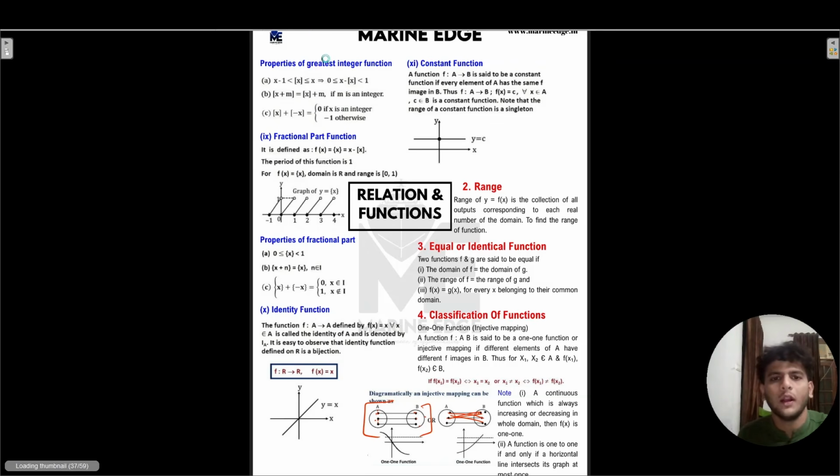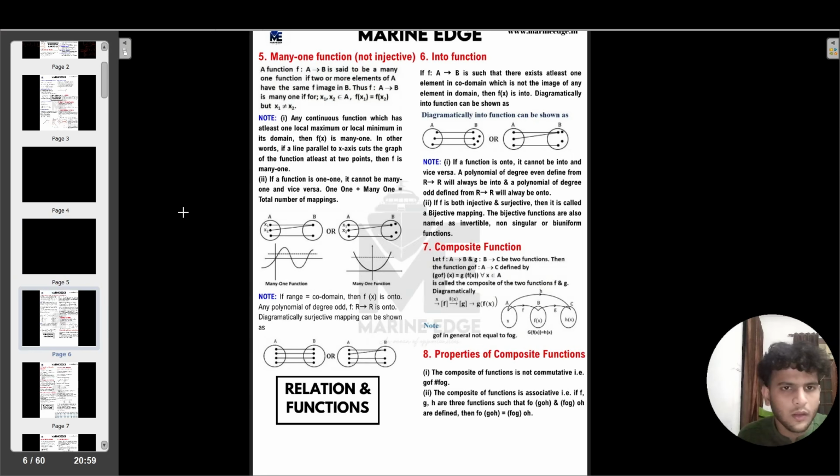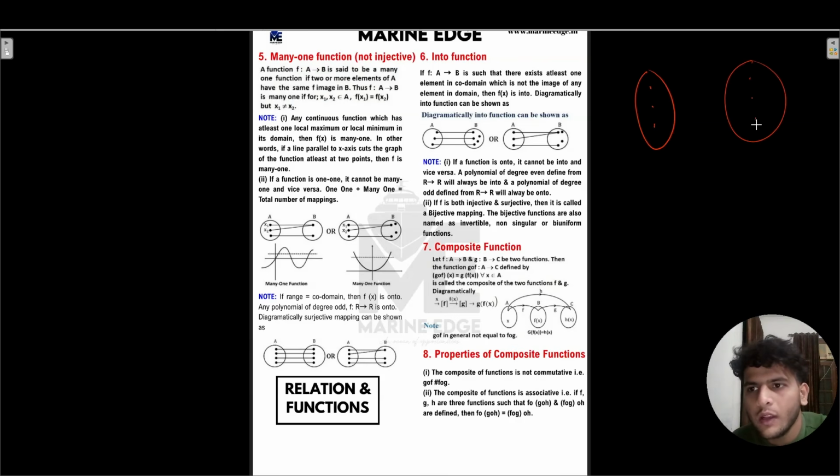Now we'll move to understanding one-one as well as onto functions. Into functions are what? If you have 1, 2, 3 and you have 1, 2, 3, 4 elements here, no matter whether I'm mapping this in the sake of many one functions or one one functions, if it is mapped to something like this.